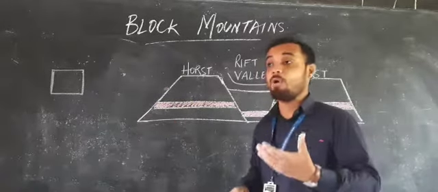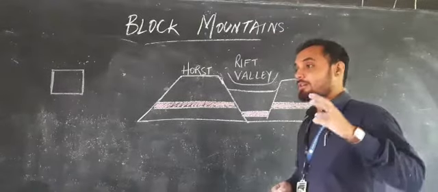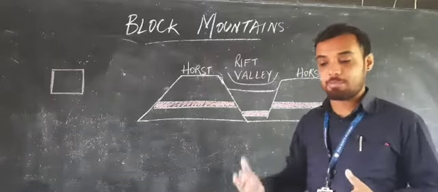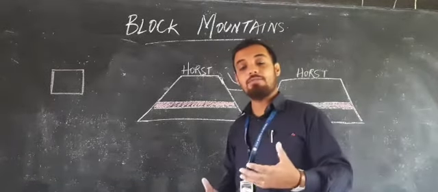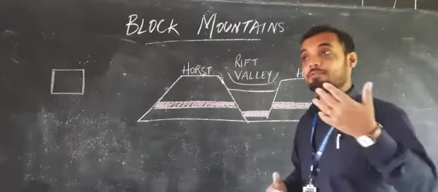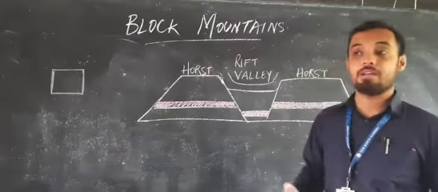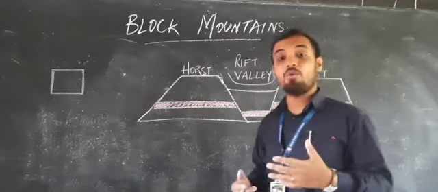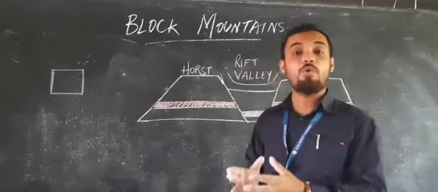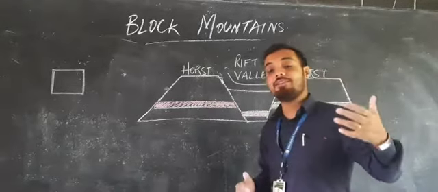And how is a block mountain formed? There is a different procedure. In the previous video we learned that whatever tectonic movements take place inside the earth, their result can be seen on the surface. How? We have different types of landforms: mountains, plateaus, plains. These are all formed by the tectonic movements going on inside the earth, which take place over hundreds and millions of years.